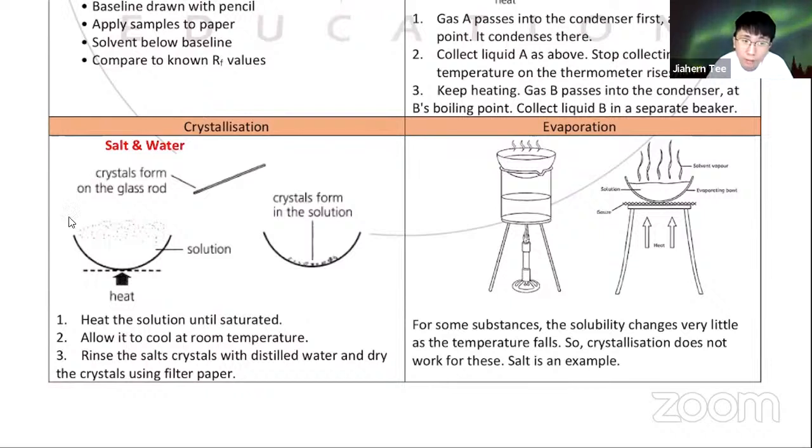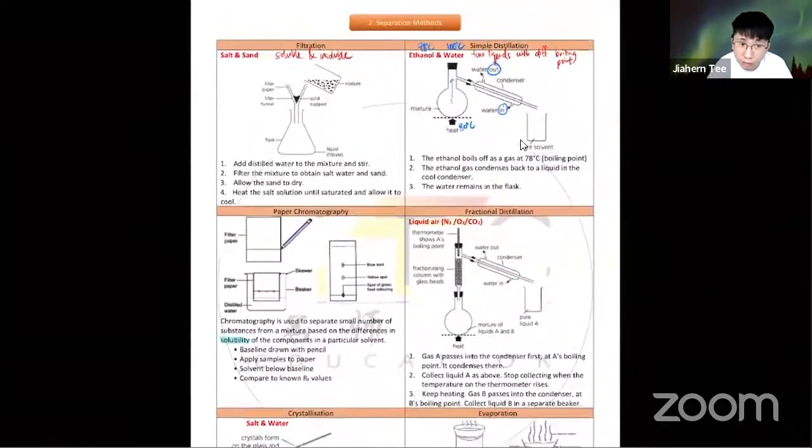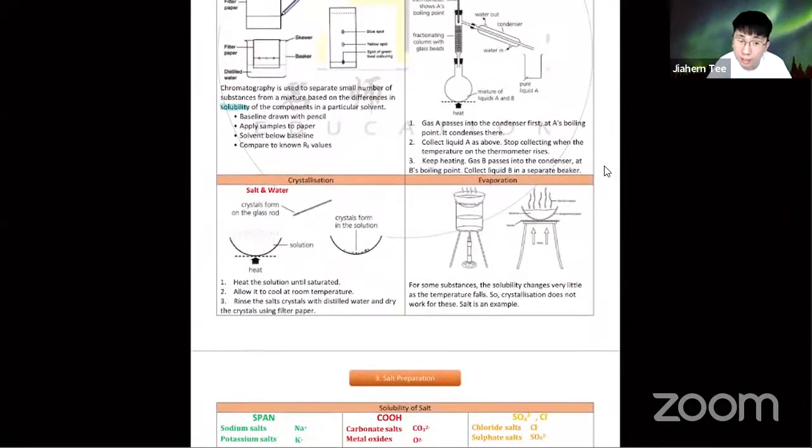Sometimes if you do crystallization and heat too much, your salt might decompose. The salt you collected might be overheated, then it becomes something else. So if you know that your salt has a low melting or boiling point and can be easily decomposed, then we do evaporation. Okay, so these are the six different separation methods that we have in paper six. Possibly, you go through everything here.